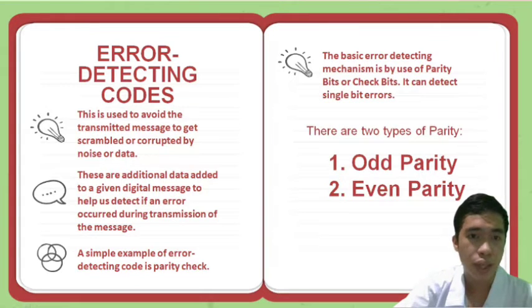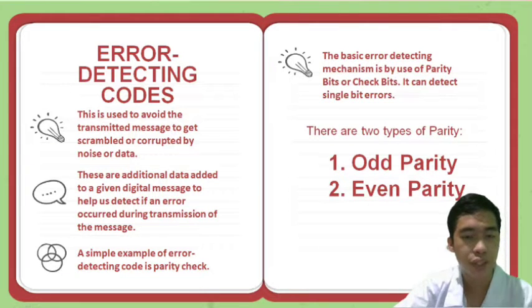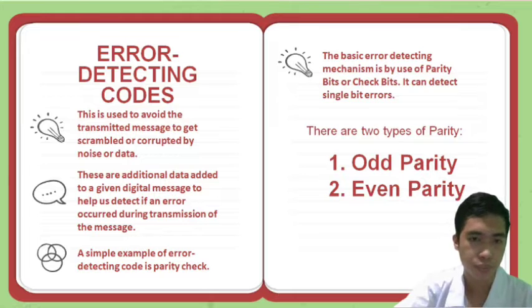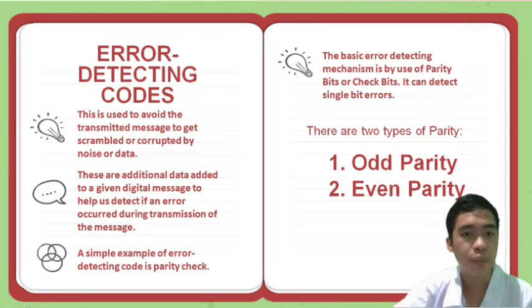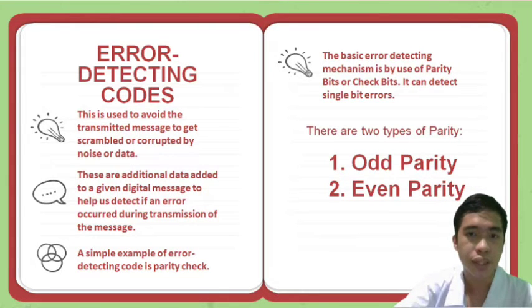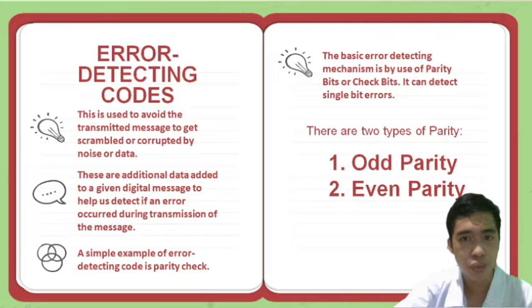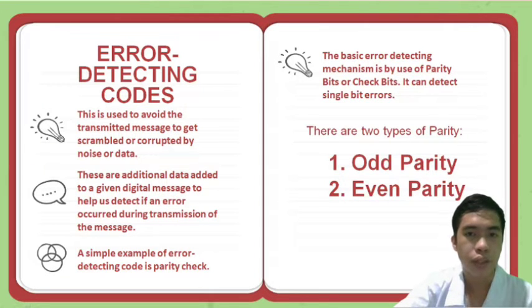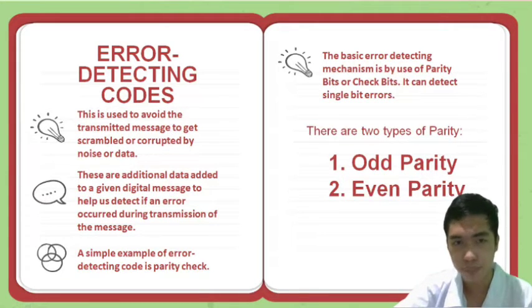These are additional data added to a given digital message to help us detect if an error occurred during the transmission of the messages. A simple example of error detecting codes is a parity check. The basic error detecting mechanism is by use of parity bits or check bits. It can detect single bit errors. There are two types of parity, the odd parity and even parity, to be discussed in the next slide.